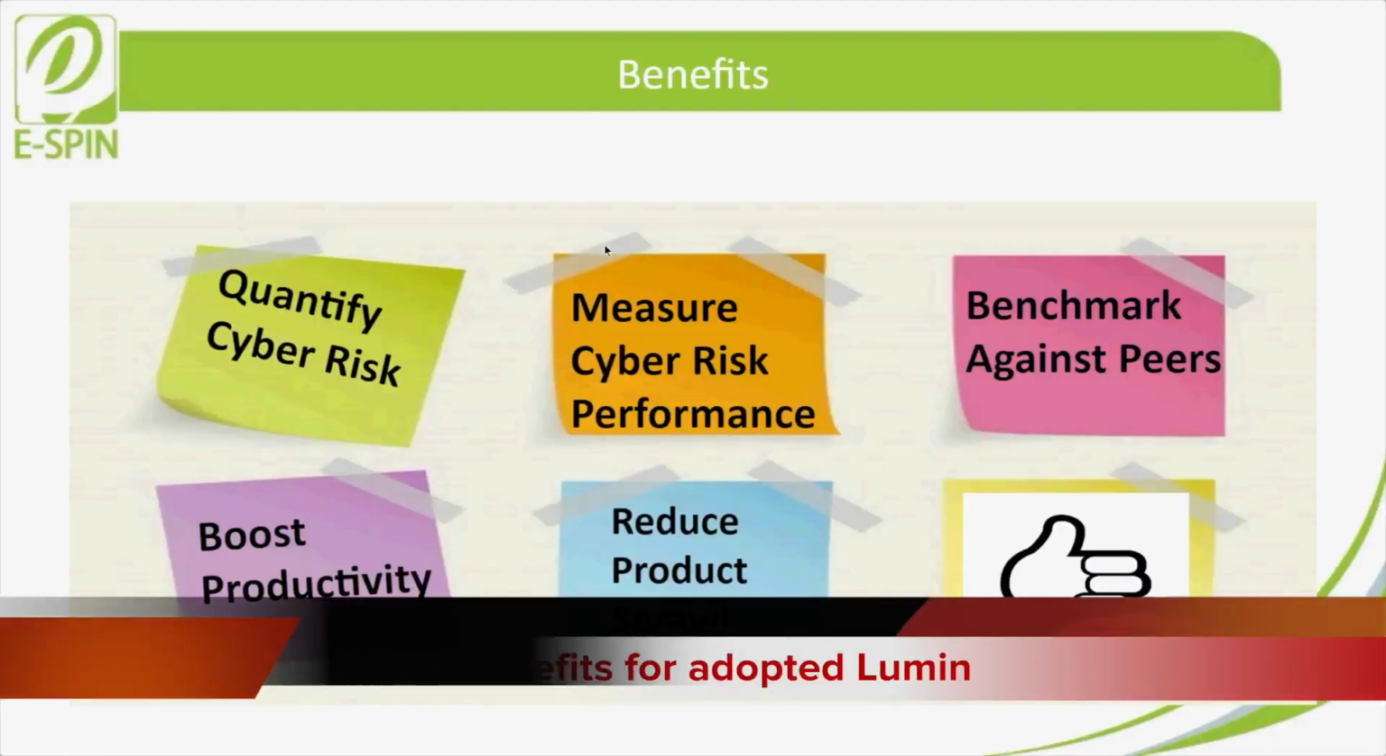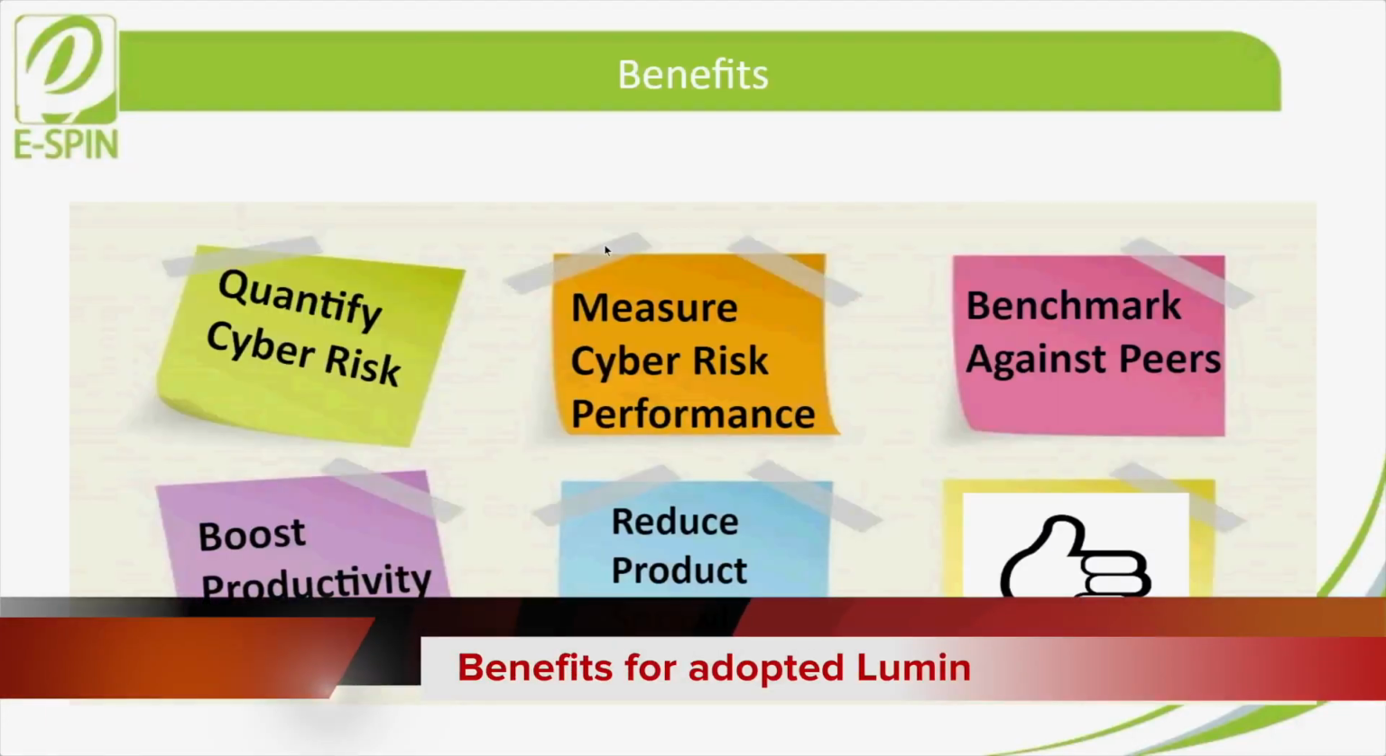There are 5 benefits. The first one is quantify cyber risk. Tenable Lumin provides an objective measure of cyber risk across the organization and within its internal operating groups to make more informed decisions. The second one is measure cyber risk performance. Tenable Lumin helps understand trend improvement over time as a measure of security program effectiveness to communicate results.